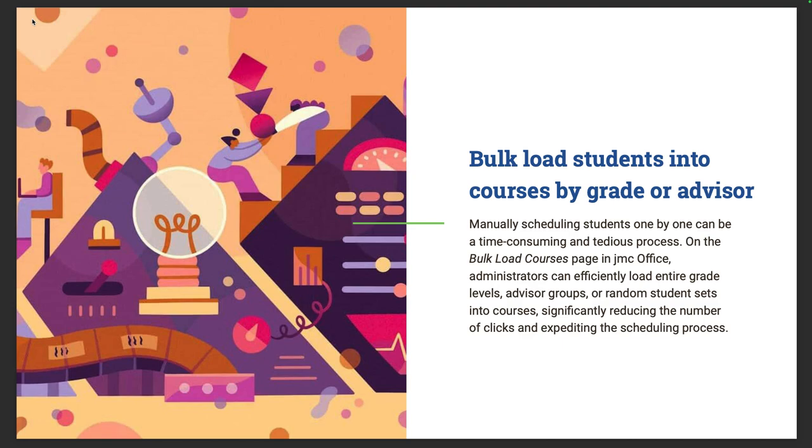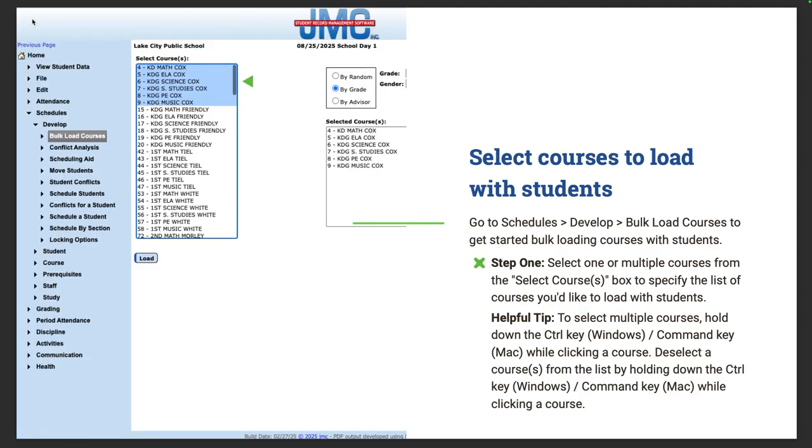Manually scheduling students one by one can be a time-consuming and tedious process. On the bulk load courses page in JMC Office, administrators can efficiently load entire grade levels, advisor groups, or random student sets into courses, significantly reducing the number of clicks and expediting the scheduling process. You're going to go to Schedules, Develop, Bulk Load Courses to get started.